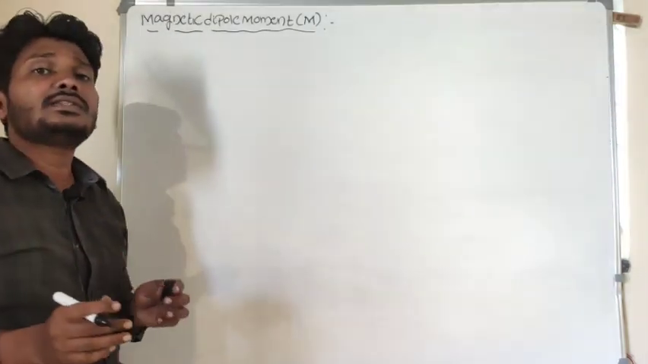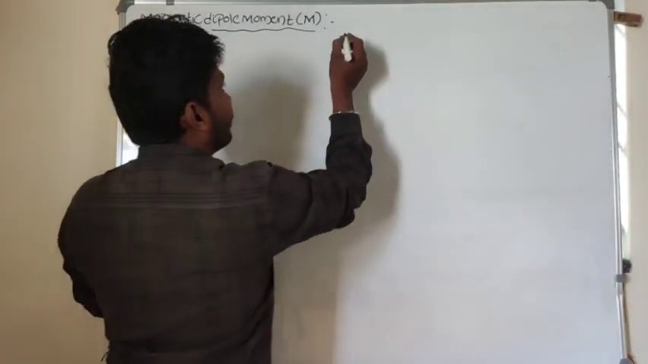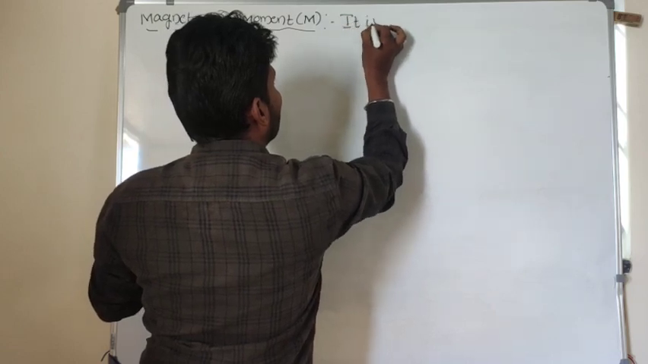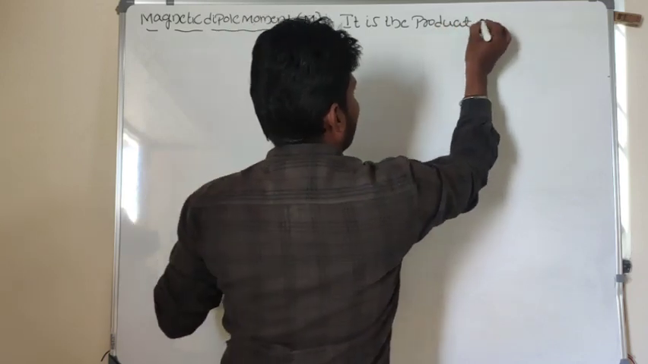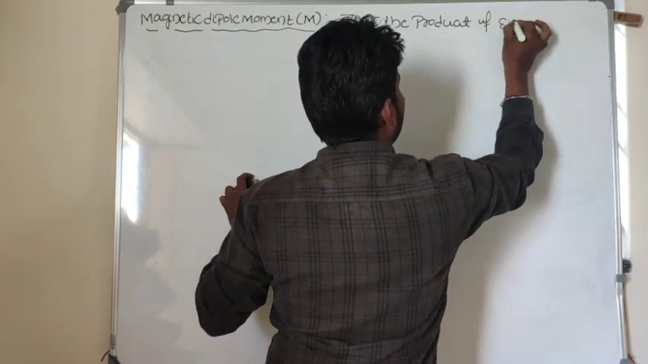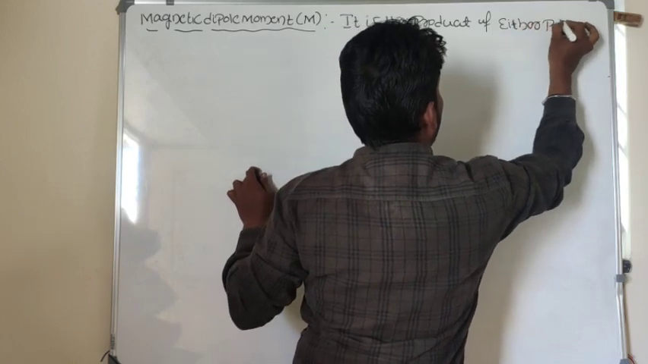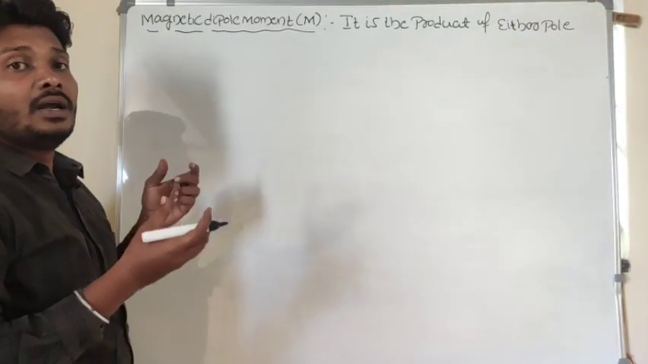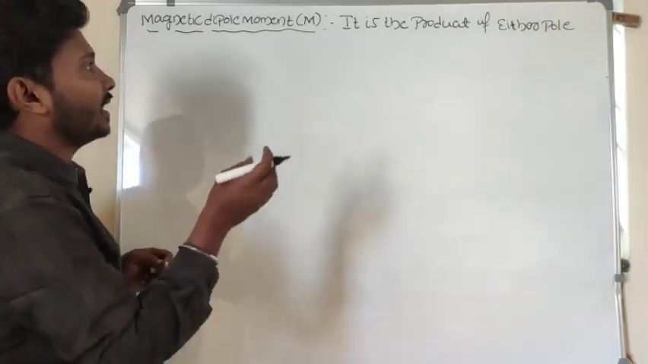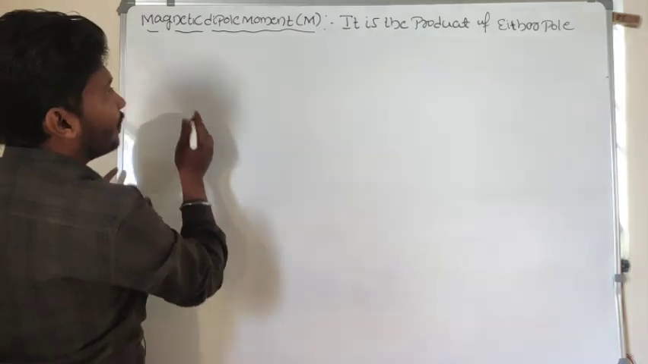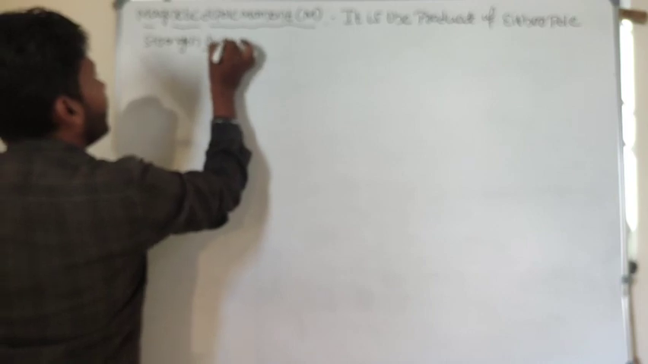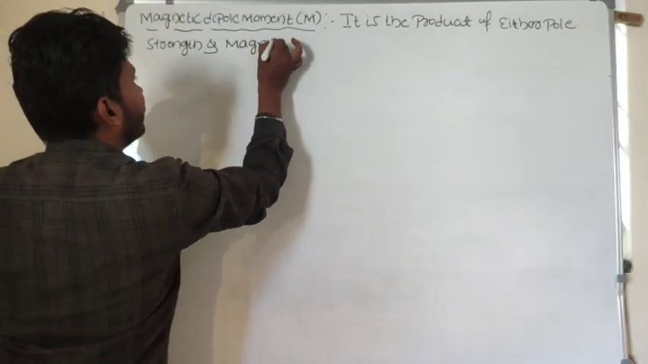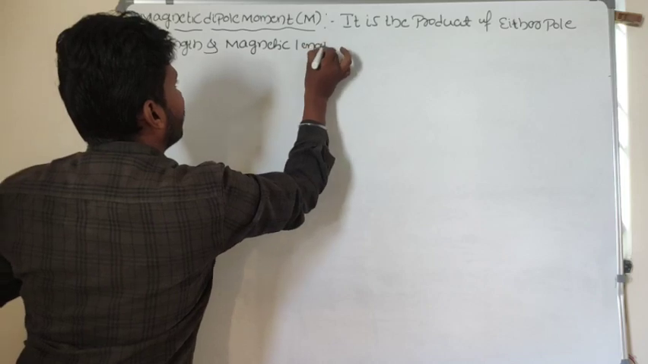Magnetic dipole moment means it is the product of the magnitude of either pole strength. Pole strength means the force of attraction or repulsion between the poles of the magnet. It is the product of either pole strength and magnetic length. So that we can consider as the magnetic dipole moment.